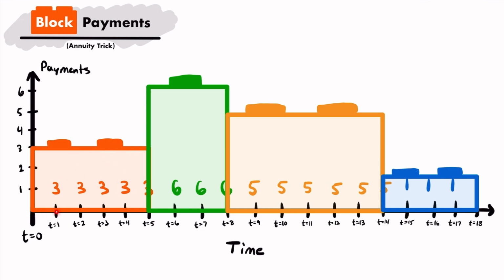So we have this block of 5 payments where they're each $3. Then we have this block of 3 payments where they're each $6. Then we have this block of 6 payments of $5, and then we have this last block of 4 payments of $1. Okay, so this is what I'm talking about when I'm talking about block payments. We are talking about sets of level payments where that level changes throughout the course of the series of payments.